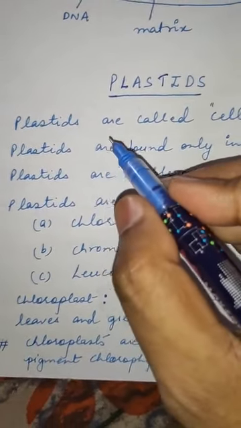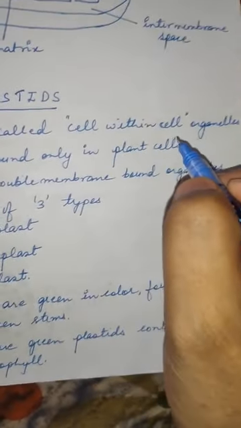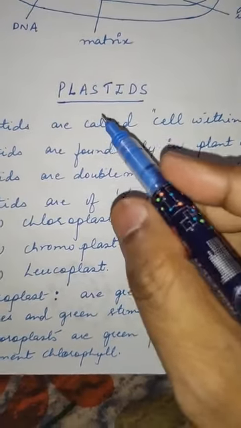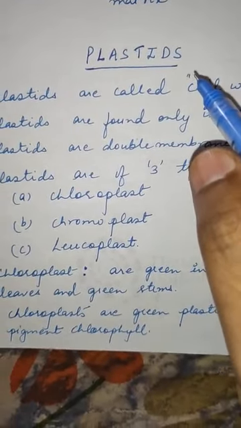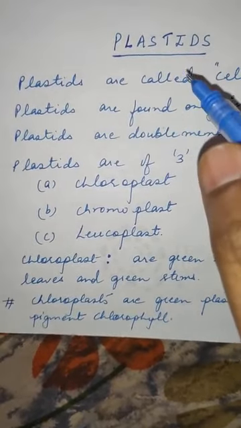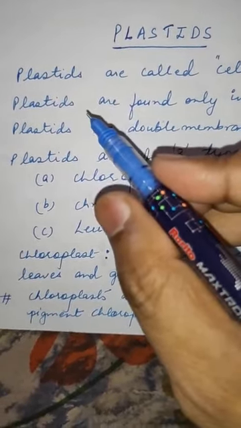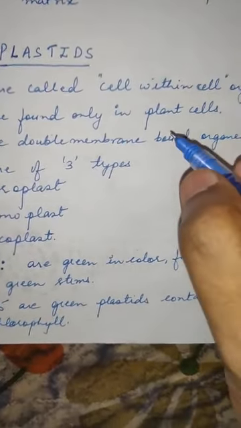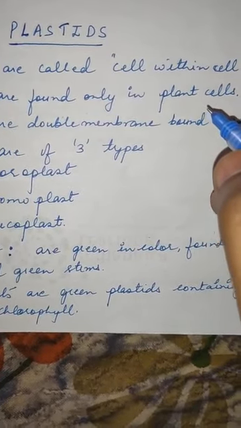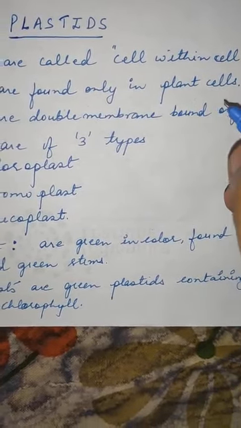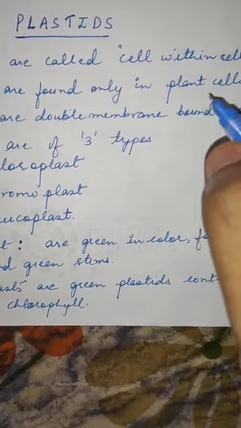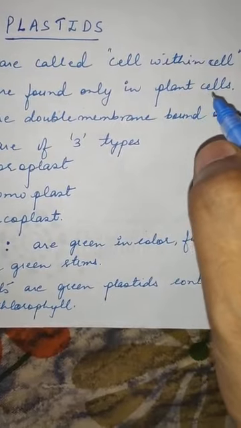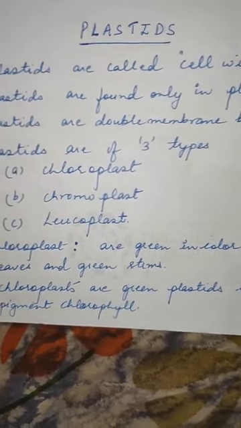So plastids are called cell within cell organelle. ठीक है, क्या कहते हैं इसको? सेल विद इन सेल ऑर्गेनेल. Now it is another double membranous structure. Plastids are found only in the plant cell. So if we try to differentiate between a plant cell and an animal cell, one more difference we are getting is that plastids are found in the plant cell but plastids are absent in the animal cell. Clear?